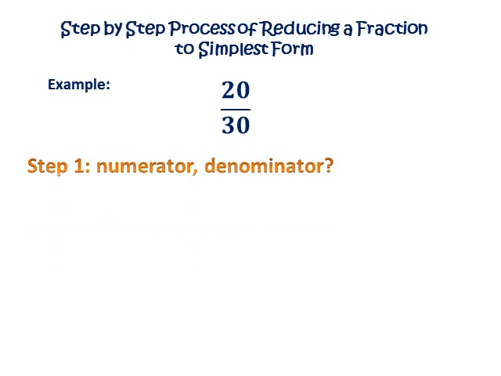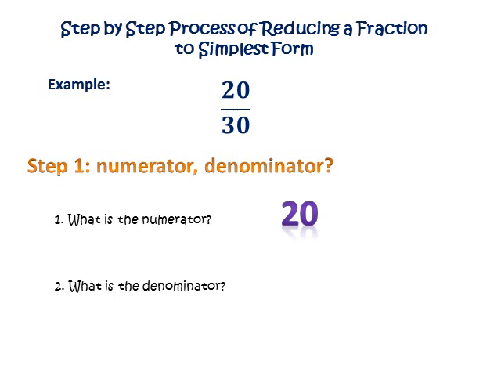The first step is to determine which one is the numerator and which one is the denominator. For this fraction, what is the numerator? That's 20, the number above the bar. And what is the denominator? That is 30, the number below the bar. So that's the first step: determine which one is the numerator and which is the denominator.